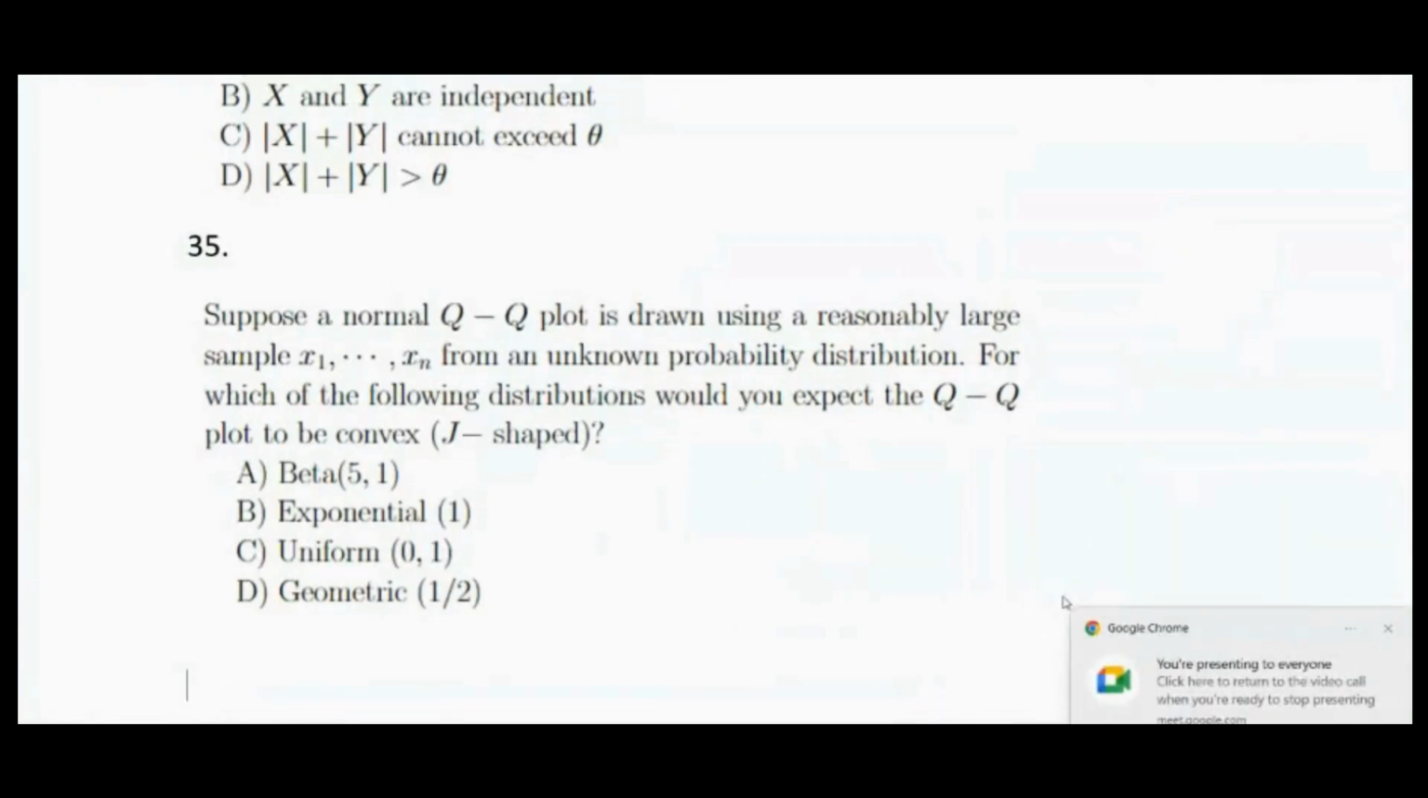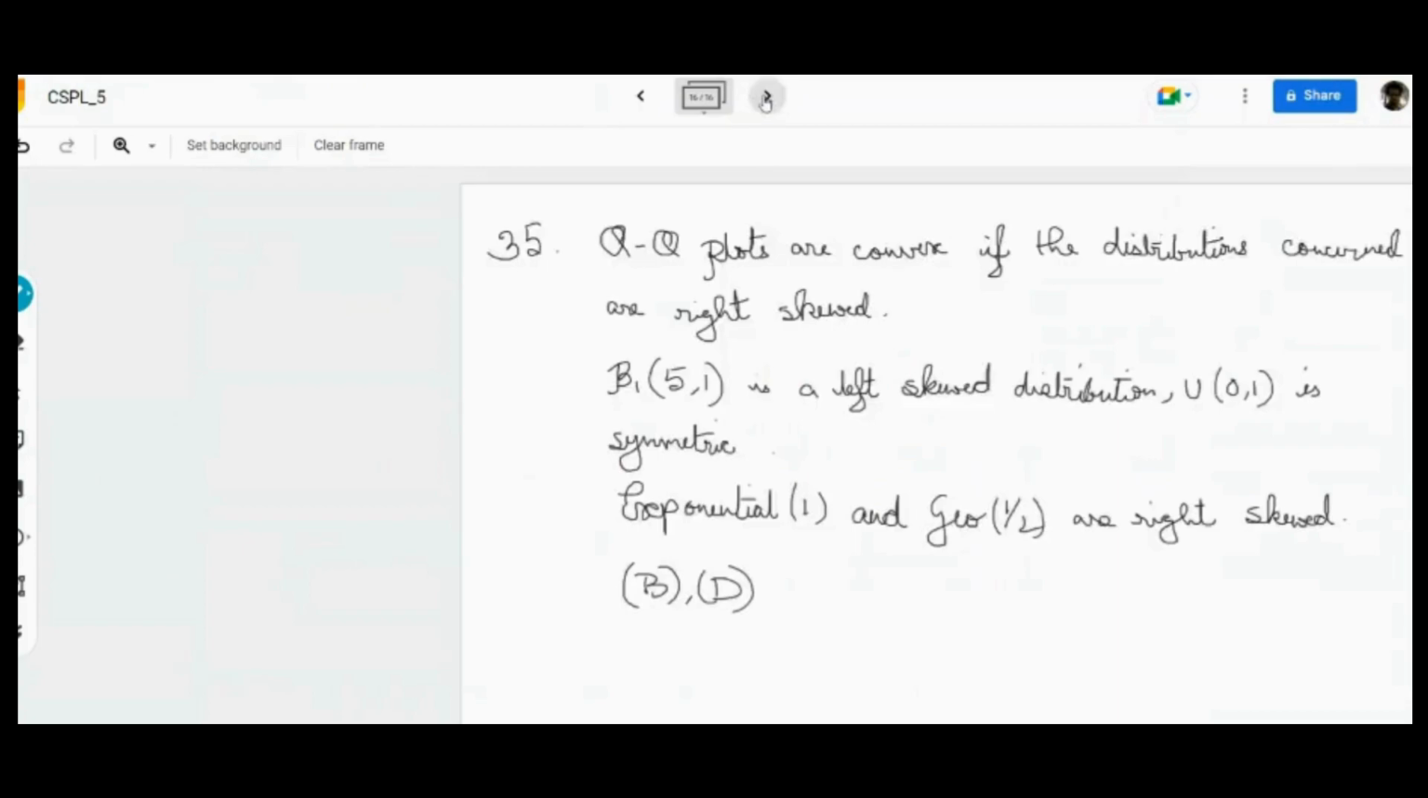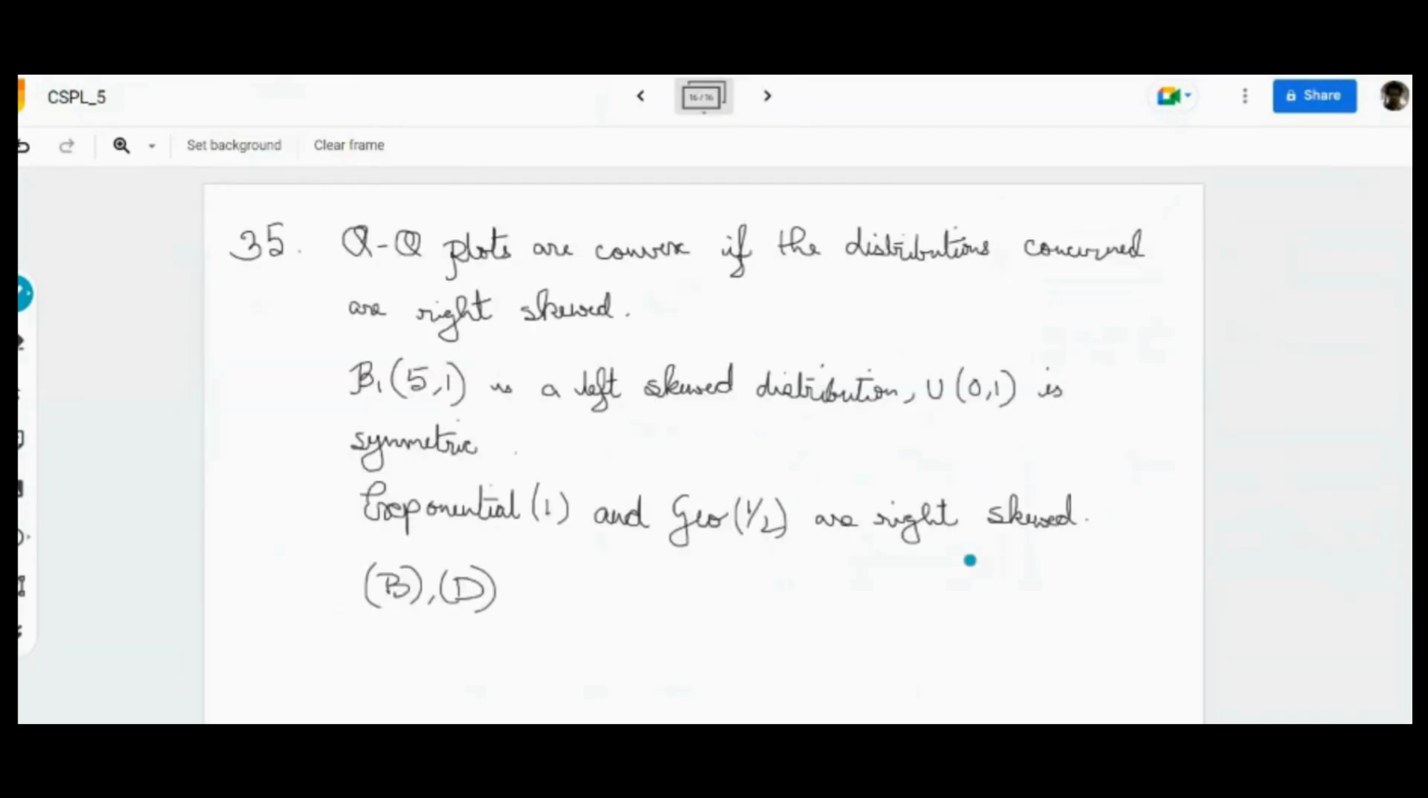The last question of today. Here we have a normal QQ plot, which is drawn using a large sample x1 to xn from an unknown probability distribution. For which of the following distributions would we expect the plot to be convex, which is J-shaped? We are given four distributions: beta, exponential, uniform, and geometric. Now, a QQ plot is convex or J-shaped if the distribution concerned is right skew.